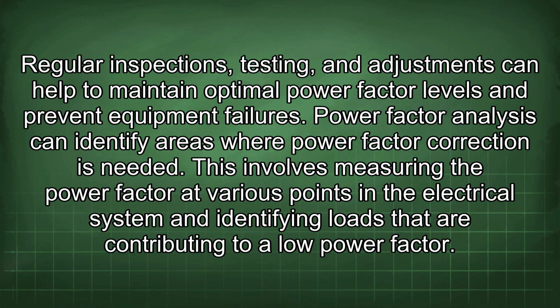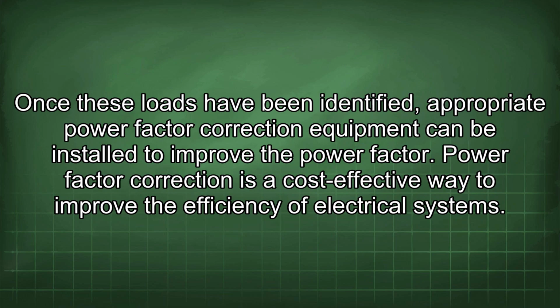Power factor analysis can identify areas where power factor correction is needed. This involves measuring the power factor at various points in the electrical system and identifying loads that are contributing to a low power factor. Once these loads have been identified, appropriate power factor correction equipment can be installed to improve the power factor. Power factor correction is a cost-effective way to improve the efficiency of electrical systems.